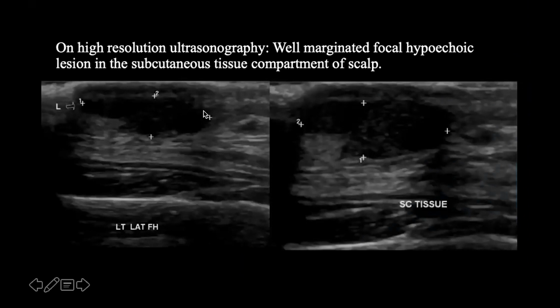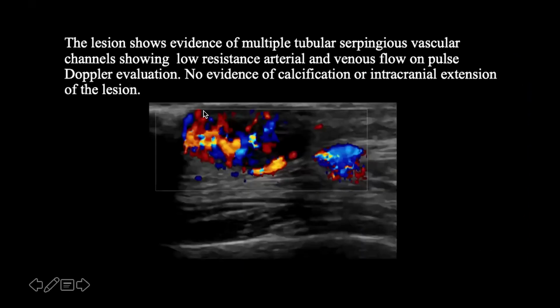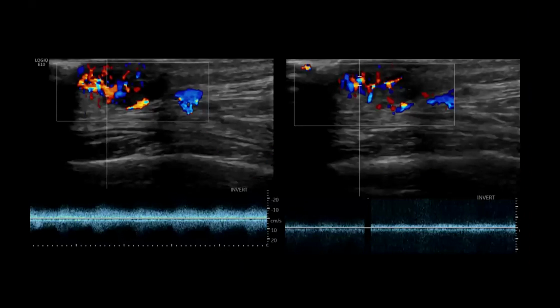So when I saw this patient, I could see that there was a well-marginated lesion in the subcutaneous tissue of the scalp. But as soon as I put color, what I saw was that there were multiple tubular serpiginous channels, which were showing low resistance arterial and venous flow. So as we can see here.